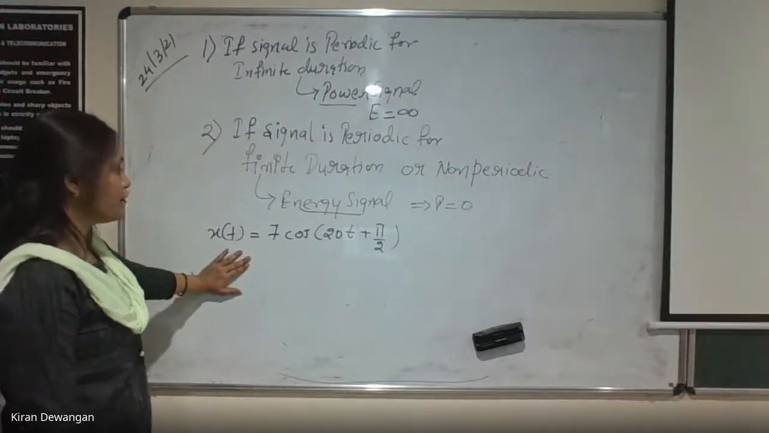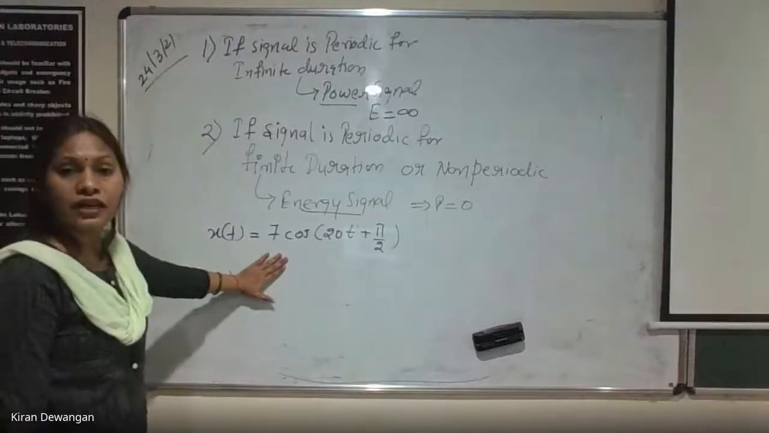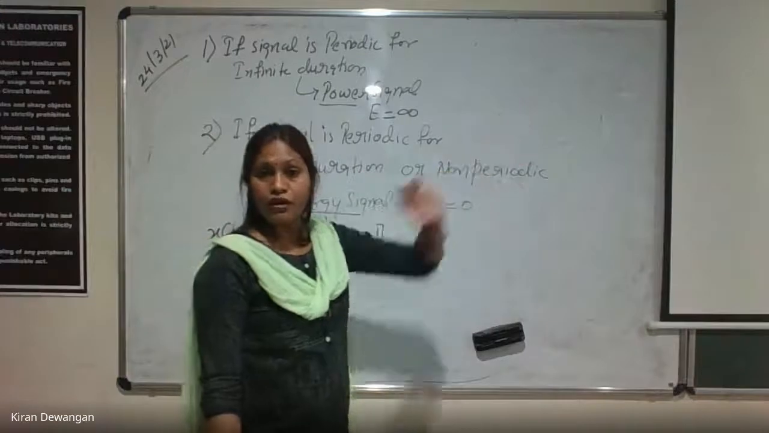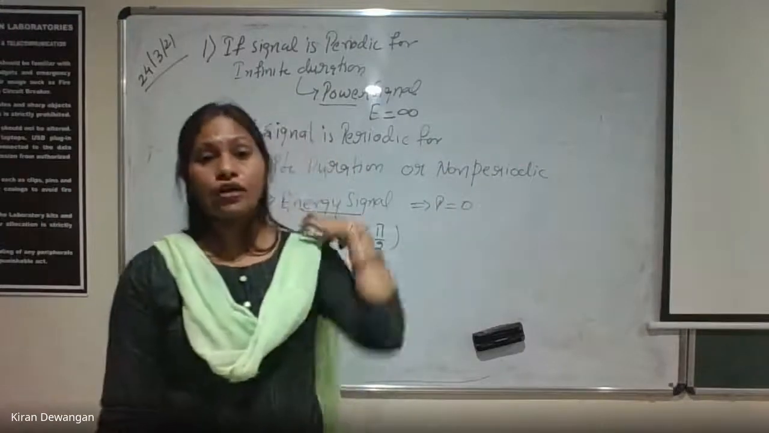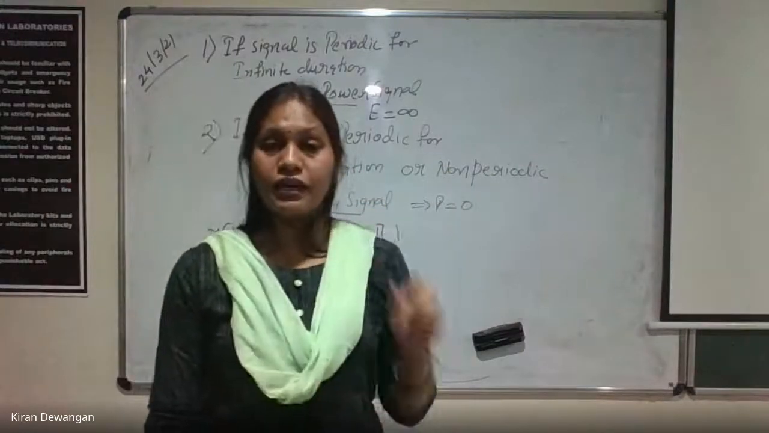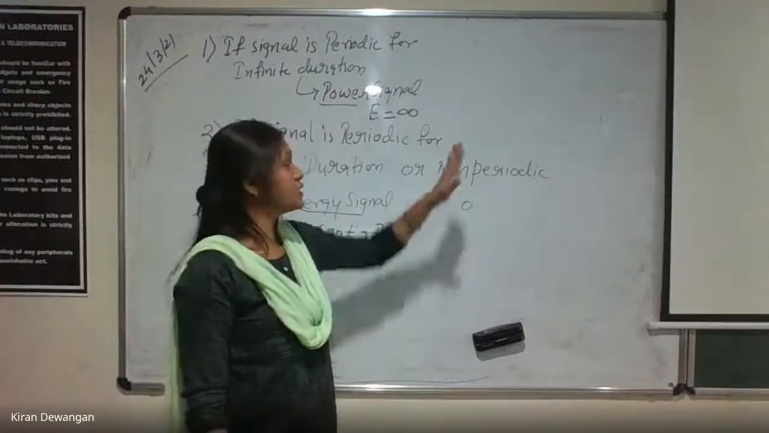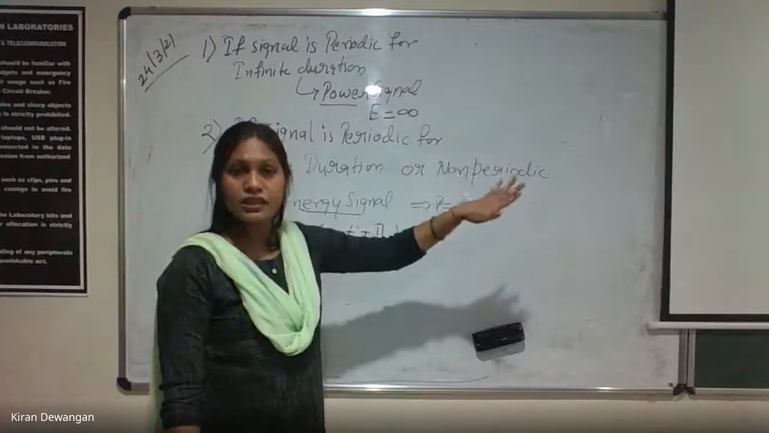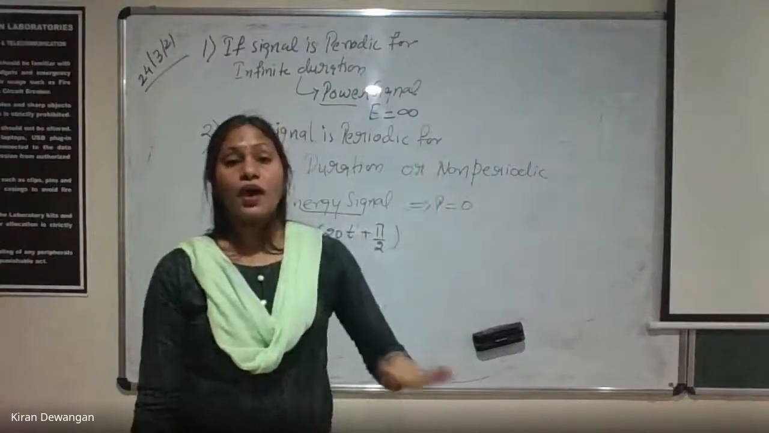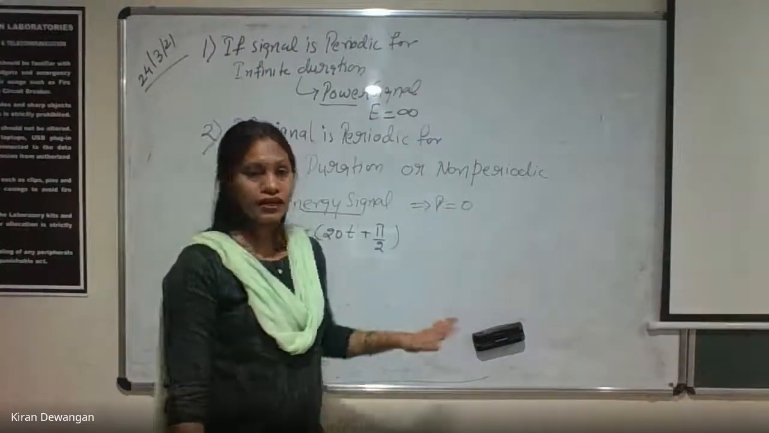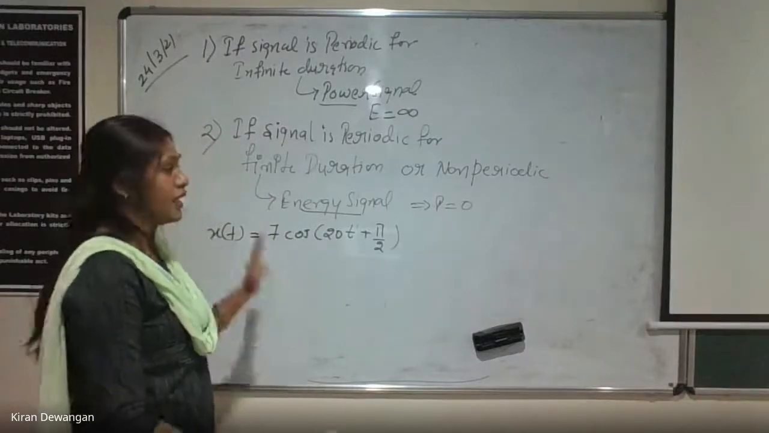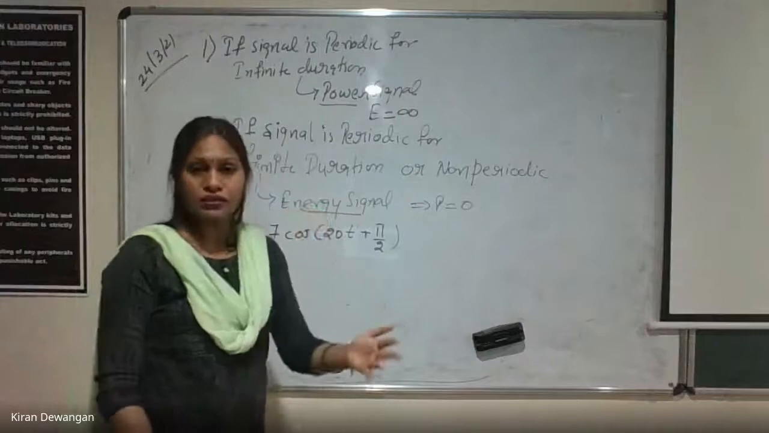If this is periodic, what would be its power? As we have already calculated for sine and cosine, I told you that this is a periodic signal for infinite duration. So it will be a power signal and its power is A square by 2. We have already calculated it, so we don't need to calculate it again and again. That can be taken as a general formula.